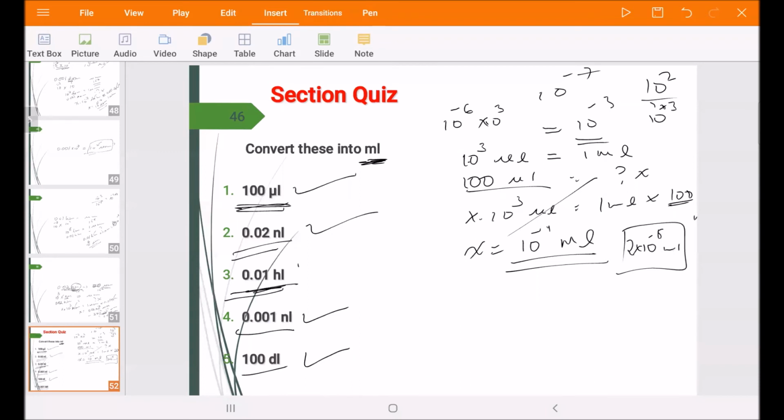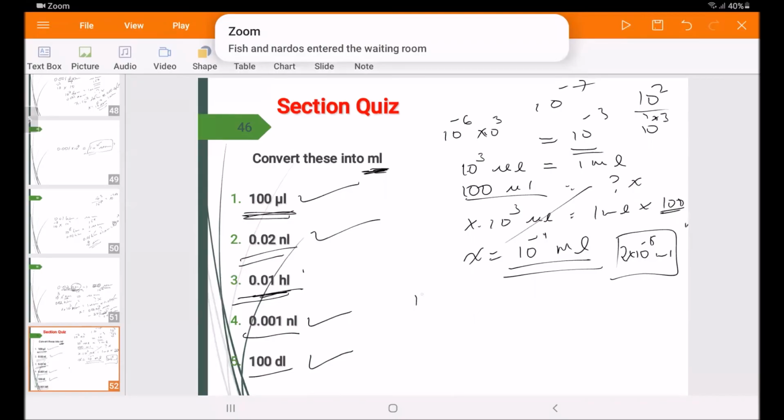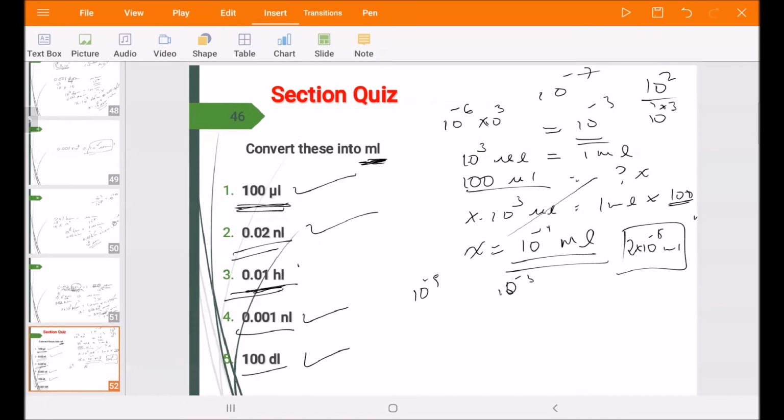Okay, let's do it together. Now, nano means 10 to the power of minus 9, and milli is minus 3. So, to equate these two, I have to multiply either this side by 10 to the power of 6, or that side by 10 to the power of minus 6. So, 10 to the power of 6 nanoliter is equal to 1 milliliter.